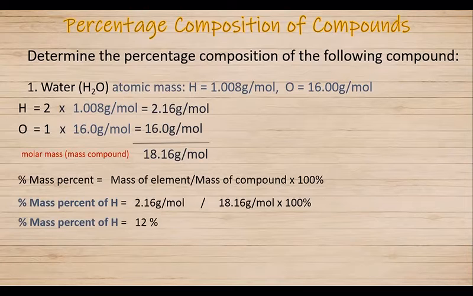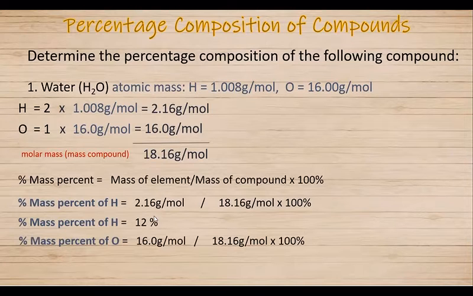Now, let's get the mass percent of oxygen. Let's substitute the mass of element, which is 16.0 gram per mole, and divide it by the molar mass or mass of the water compound, which is 18.16 gram per mole, and multiply it by 100%. Then, we will have an answer which is 88%.